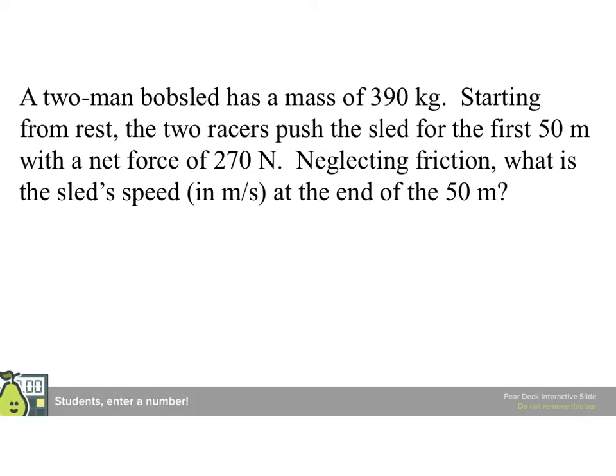All right, let's do some problems. A two-man bobsled has a mass of 390 kilograms. Starting from rest, the two racers push the sled for the first 50 meters with a net force of 270 newtons. Neglecting friction, what is the sled's speed in meters per second at the end of the 50 meters?